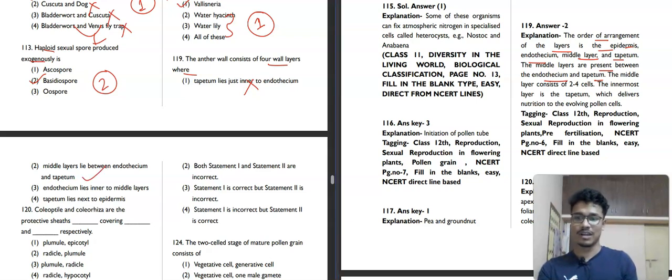Absolutely correct. The endothecium lies inner to middle layer. You can see the endothecium doesn't lie inner to middle layer, it is outer to middle layer. And tapetum lies next to epidermis. This is absolutely nonsense. Tapetum lies next to the middle layers. So what is the correct answer? Second option will be our correct answer.